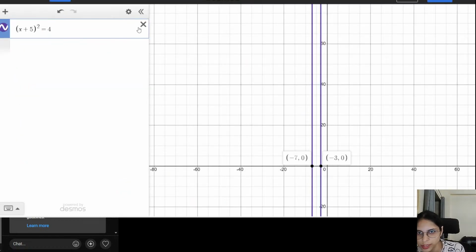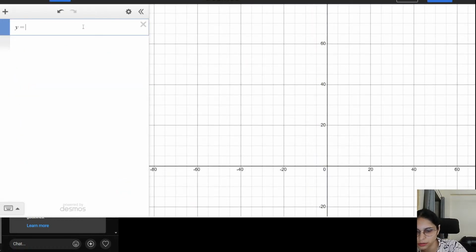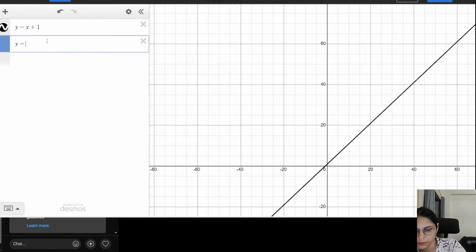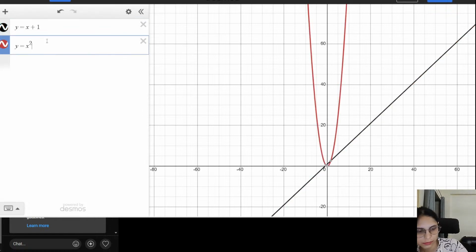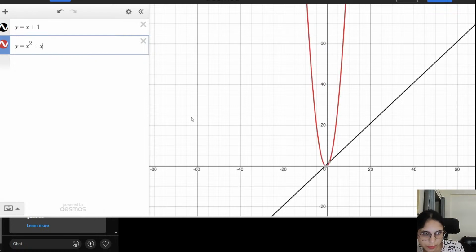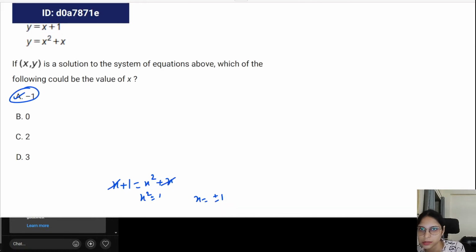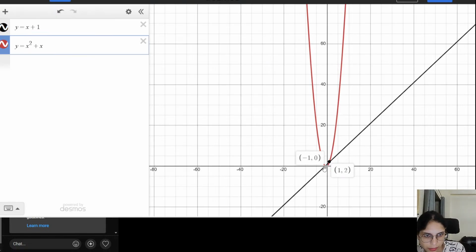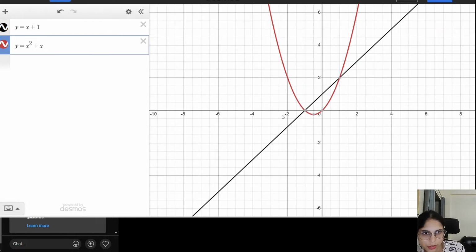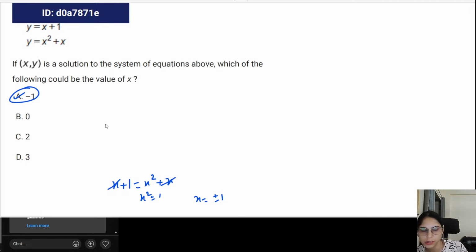Or if you want, you can go to Desmos also. For this question, I particularly do not recommend it because it was a pretty straightforward question. It won't take you a lot of time. 1 comma 2 and negative 1 comma 0. Press home so that you can see both the points of intersection. Values of x are negative 1 and 1. We're choosing negative 1 because that's the only option given in the question.